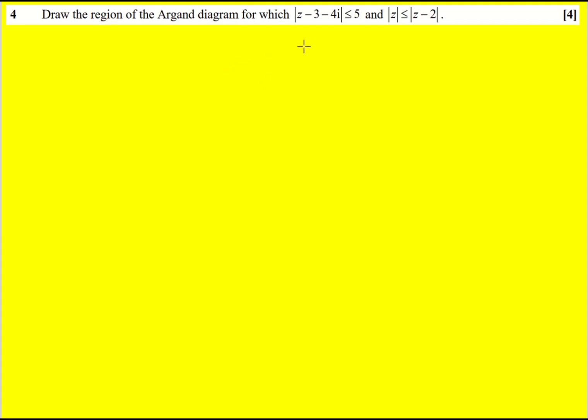Draw the region of the Argand diagram for which these two loci are satisfied. I'm going to deal with the left-hand one to start with. This is going to be a circle. Okay, I'm just going to talk a little bit about y.